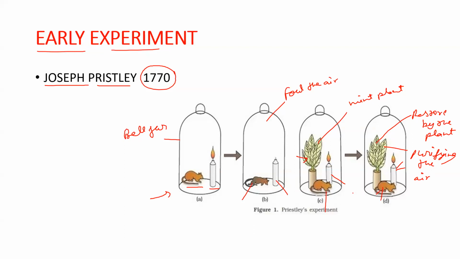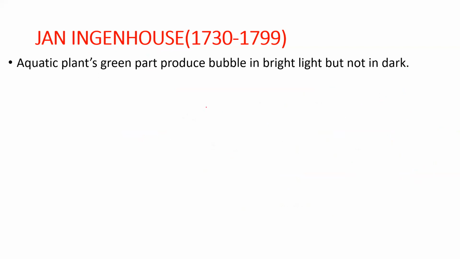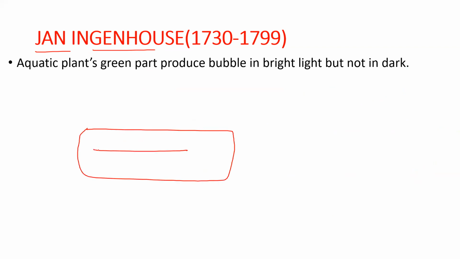Understood? So this was the experiment, but he didn't know that that thing is oxygen which is released by the plant which purifies the air. So the next experiment was done by Jan Ingenhousz. He proved that plants release oxygen. For that, he took an aquatic plant. This is a plant in a container.